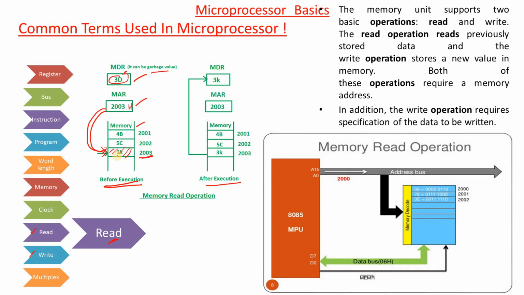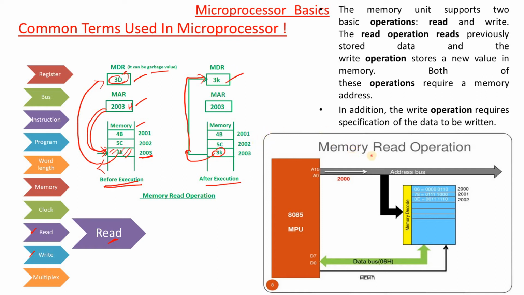After selecting, with the help of the read signal, we read this data and place it onto the data bus. It is transferred to the memory data register. This operation will be implemented like this. After selecting, the inside value is 3K. This 3K is placed onto the data bus. The data bus will carry it like this and it is stored inside the memory data register. Previously it was 3D. Now it is replaced with 3K.